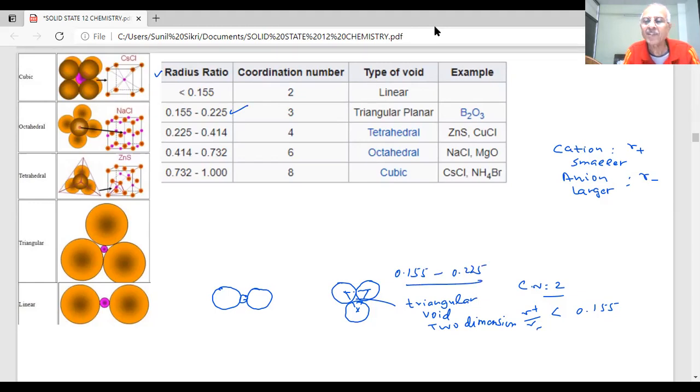Now, if the radius of the cation becomes greater than 0.225, then this arrangement is also not possible. It cannot fit here. Then it goes to three dimensional. In three dimensional, you already know what type of arrangement you have, students. Tetrahedral. So if the size of the smaller particle or the cation is between 0.225 and 0.414, students, it will go to a tetrahedral void. That means now it is a three-dimensional arrangement.